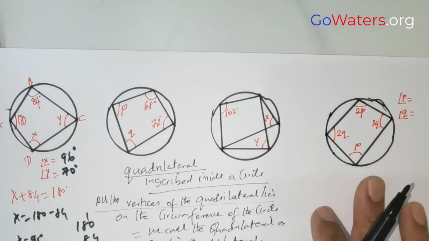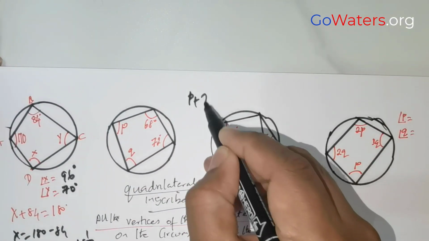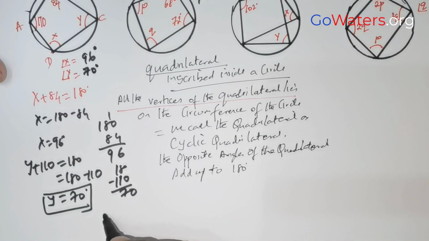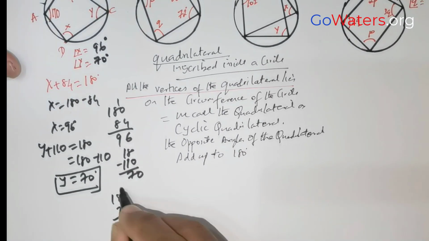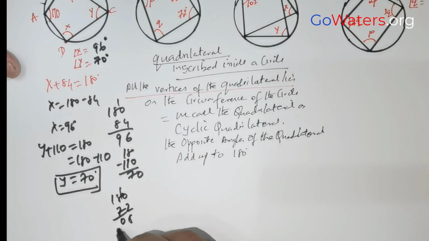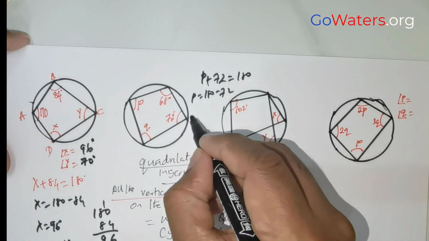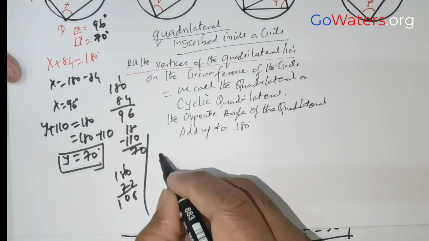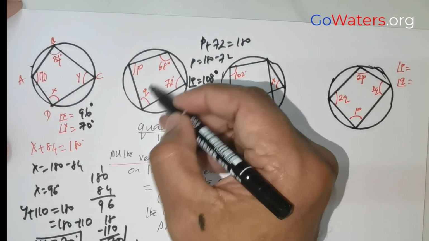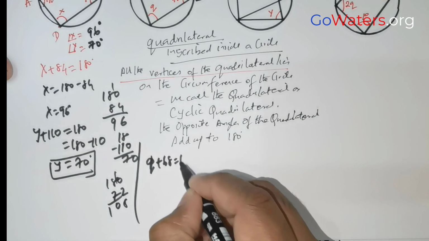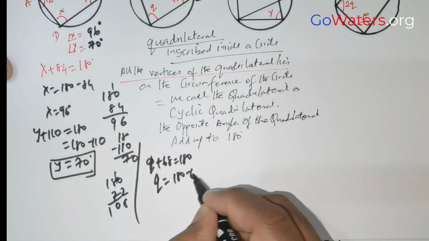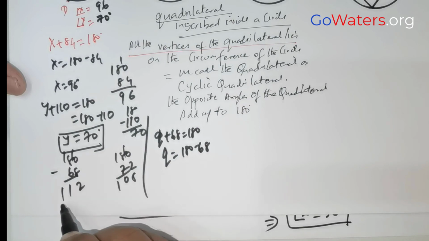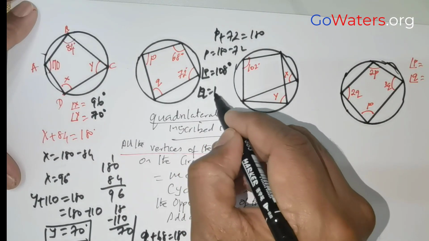So angle Y is 70 degrees, right? So in this case P plus 72 is 180. So therefore P is equal to 180 minus 72. Let me calculate that. 180 minus 72 is 108. So angle P is 108 degrees, and then using the same approach for Q, Q added with 68 is 180. So Q is equal to 180 minus 68. So write that down. 180 minus 68 is 112. So angle Q is 112 degrees.